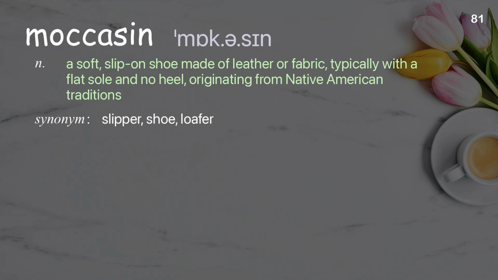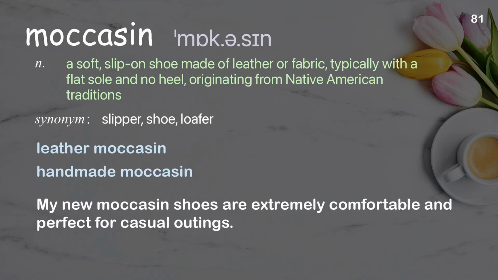Moccasin. A soft, slip-on shoe made of leather or fabric, typically with a flat sole and no heel, originating from Native American traditions. Examples: Leather moccasin. Handmade moccasin. My new moccasin shoes are extremely comfortable and perfect for casual outings.